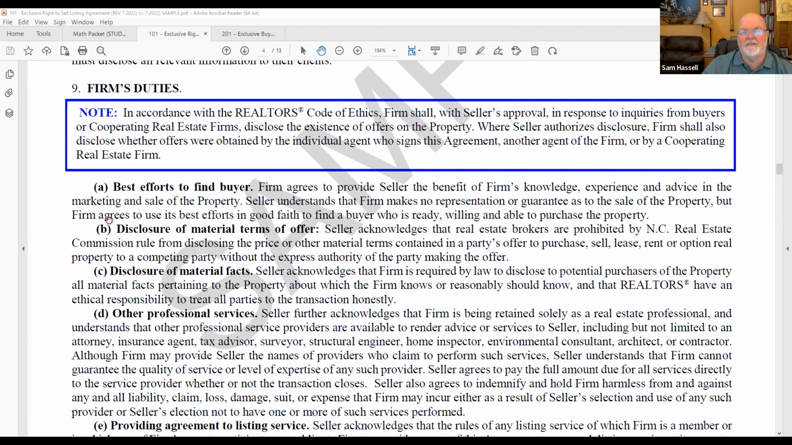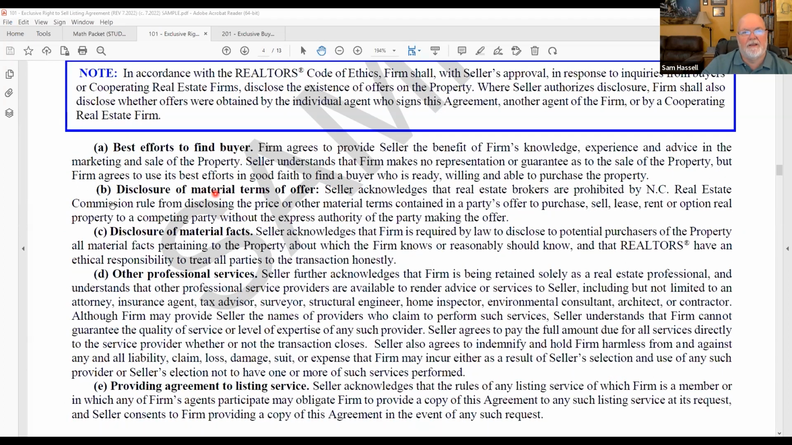Number 9 gives us the duties. What are we doing? So we're going to make our best efforts to find a buyer. That makes sense, right? We're going to disclose the material terms of the offer. We're going to disclose material facts, which we've already talked about.